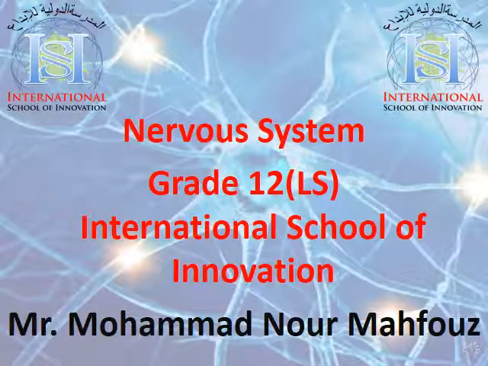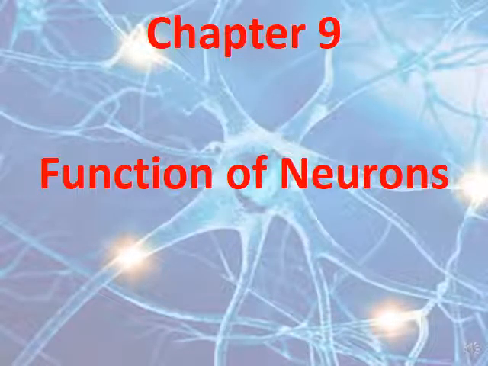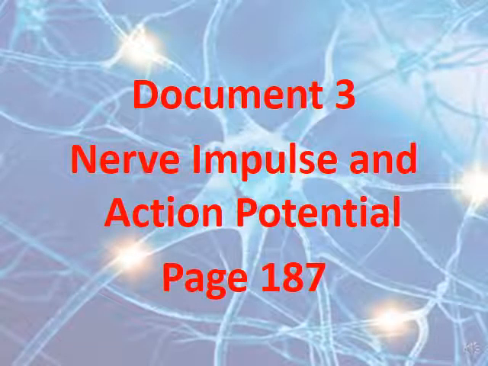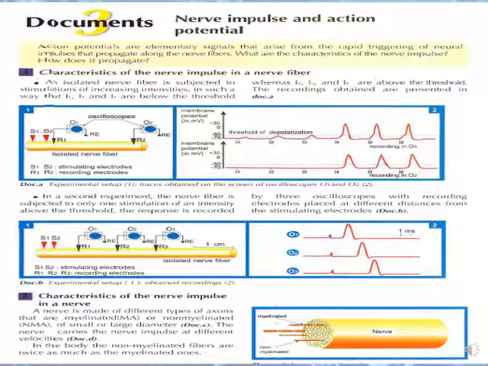Hello, grade 12 student. In this presentation, we're continuing what we started before about our chapter, the nervous system, and this is about the function of the neuron. Here we move to document 3 about the nerve impulse and the action potential, in our book on page 187. So let's move to the nerve impulse and the action potential.